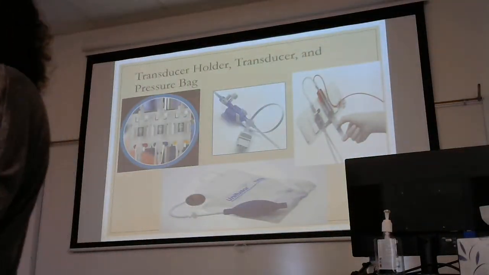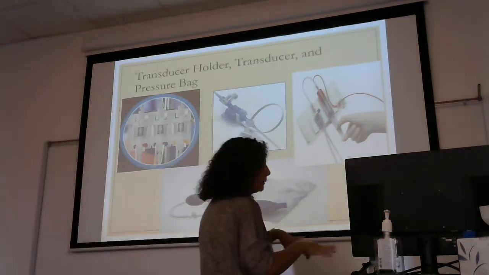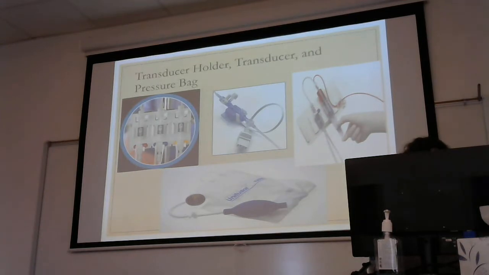So what's going to happen is on my screen I'm going to have a waveform and an accompanying number. My responsibilities are to make sure that pressure bag remains at 300, to make sure I have an appropriate waveform displayed on my monitor, and then we're going to talk about zeroing and calibrating it. How do I know that that number is legit? Okay? This is kind of putting all the different pieces of equipment together.